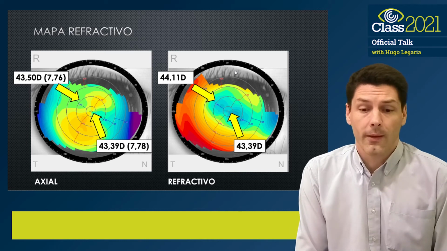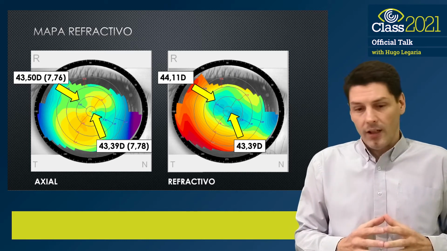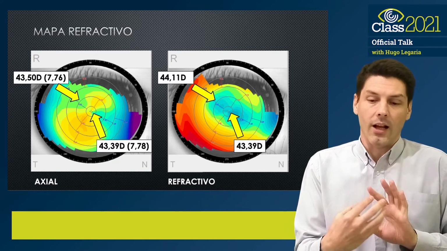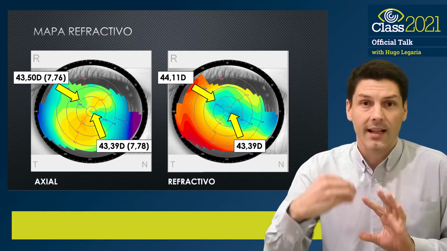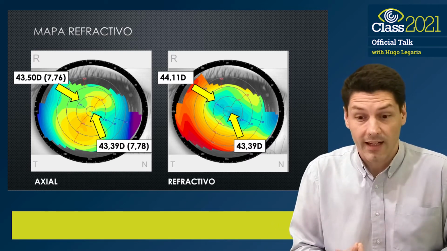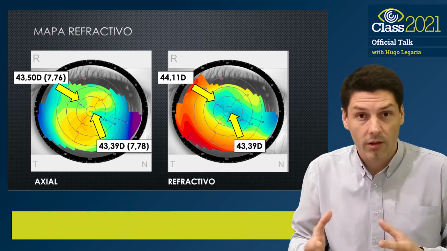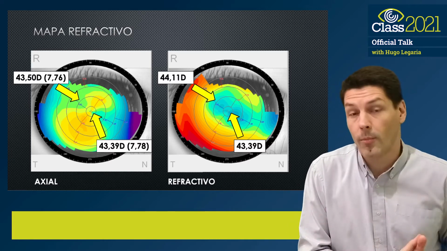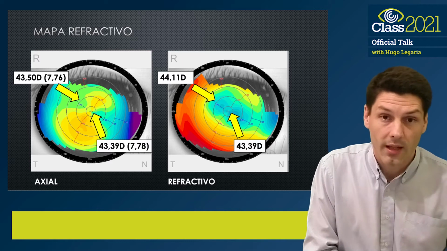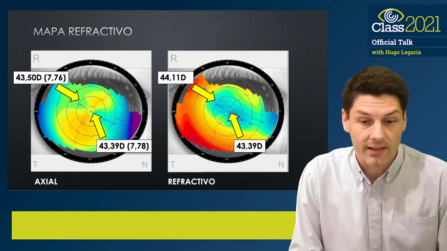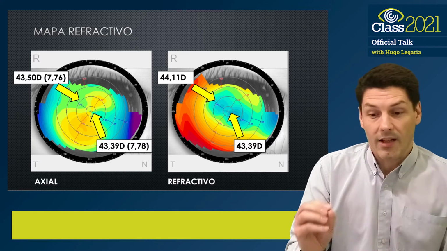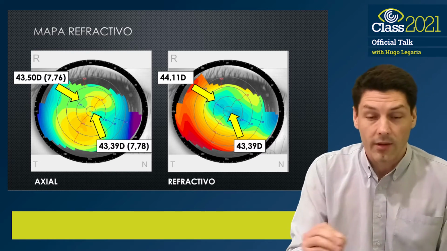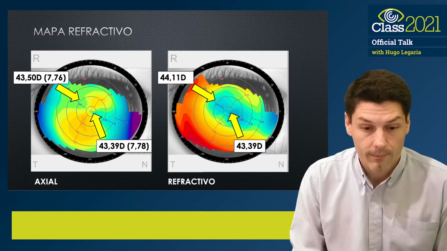As I mentioned before, what it does is consider the curvature under Snell's law that the cornea has in each area and assign it a refractive power to have an idea of what the optical behavior of the cornea will be. The two topographies that we are looking at correspond to the same eye. On the left side we have the axial map, and on the right side we have the refractive map. In the central area, practically they do not differ, and notice that it indicates 43.39D in both cases, because they are well centered.